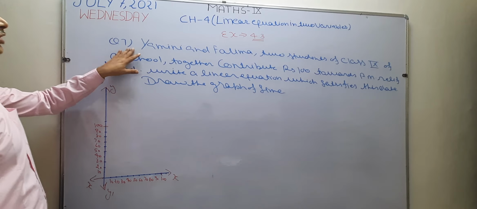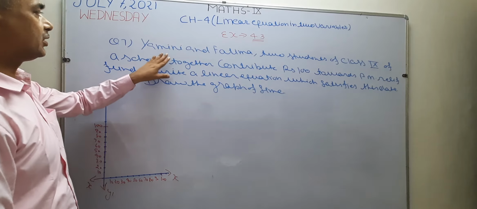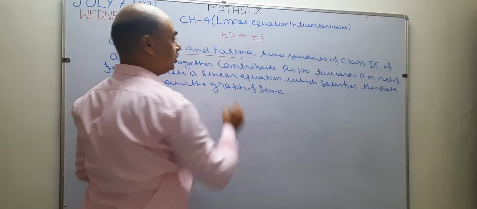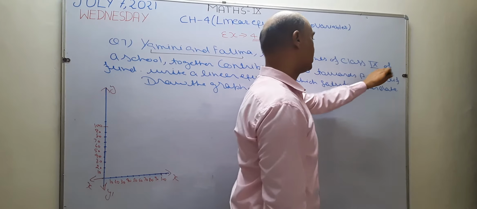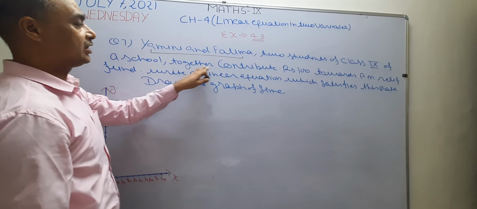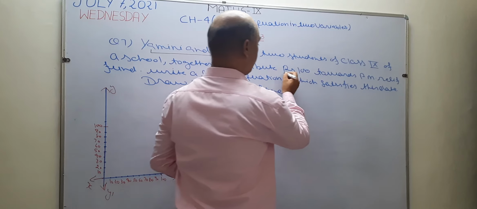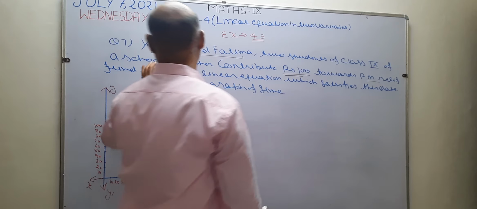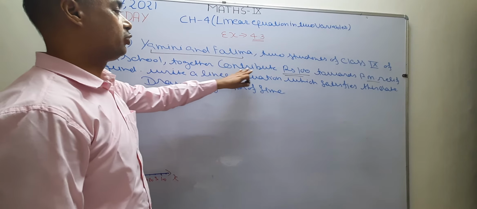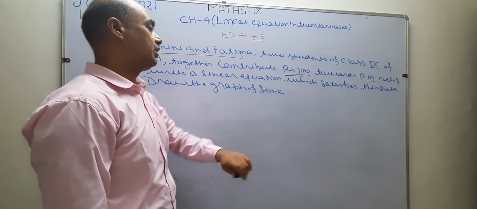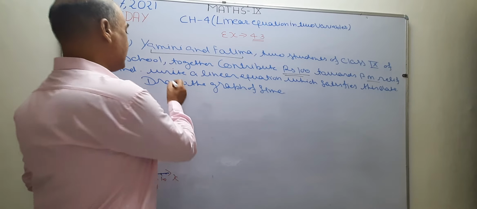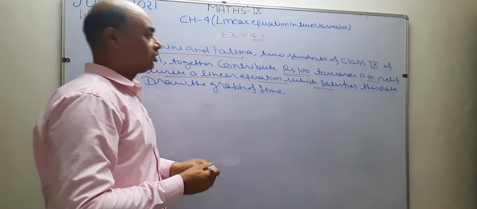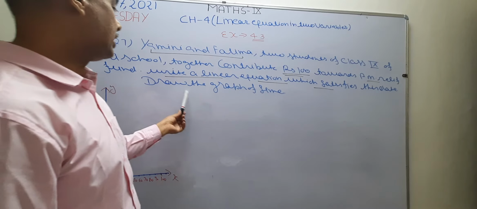Now I want to solve question number 7 of exercise 4.3. Read the statement first. Yamini and Fatima, 2 students of class 9 of a school, together contribute rupees 100 towards the PM relief fund. Write a linear equation for the given situation and draw the graph also.